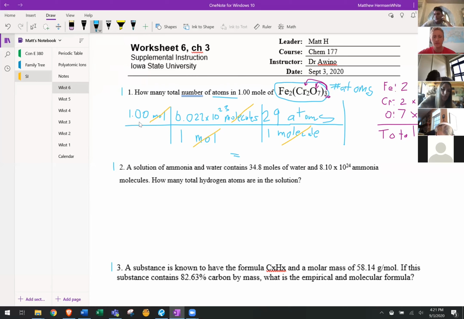So now what you have to do is take 1 times 6.02 times 10 to the 23rd times 29. And that will give you, with 3 sig figs, 1.75 times 10 to the 25th. Can I get some head nods if that's what other people got? Okay, nice. That's a 25 there. Again, I'm sorry, I'm kind of slow at writing. I'm using my mouse. So that's the total atoms in 1 mole.